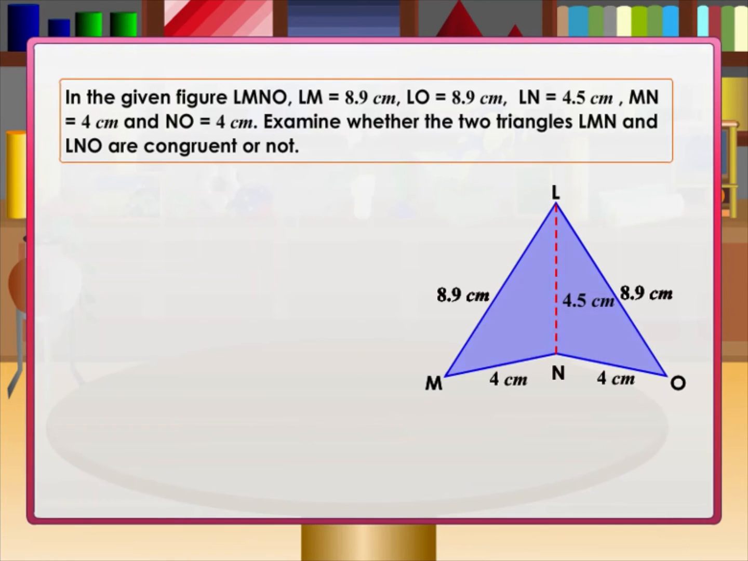In the given figure LMNO, LM is equal to 8.9 cm, LO is equal to 8.9 cm, LN is equal to 4.5 cm, MN is equal to 4 cm, and NO is equal to 4 cm. Examine whether the two triangles LMN and LNO are congruent or not.